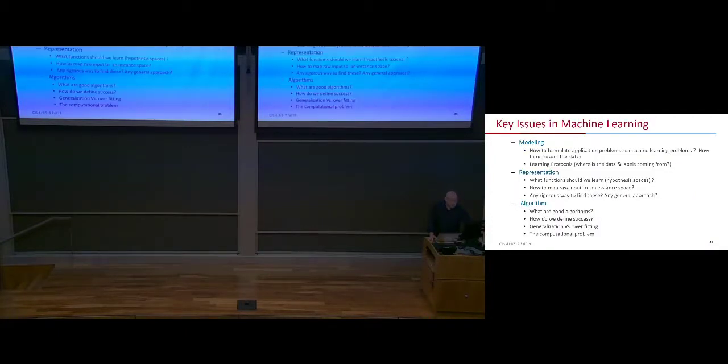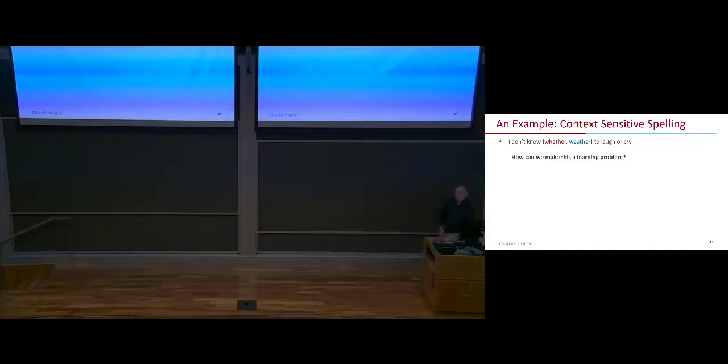Okay, so let's move on. So I showed this slide before. That's what we're talking about now. And let's start with an example. So here is a machine learning example, or I want to make it a machine learning example. I don't know whether to laugh or cry. And you can spell this 2 ways. The red weather, the blue weather, and I assume that you know the answer.